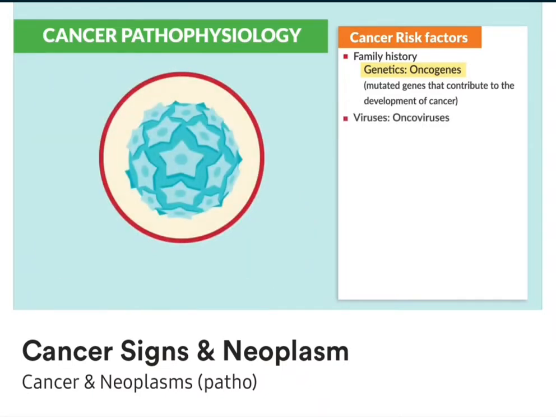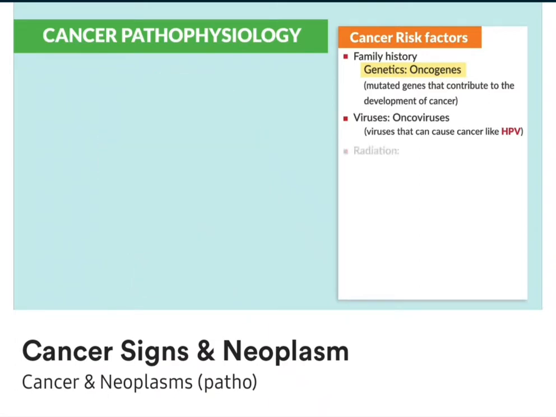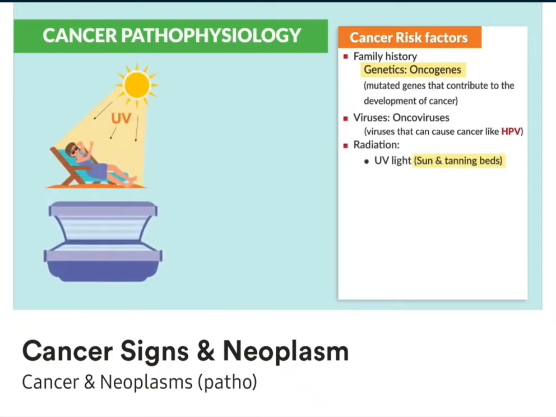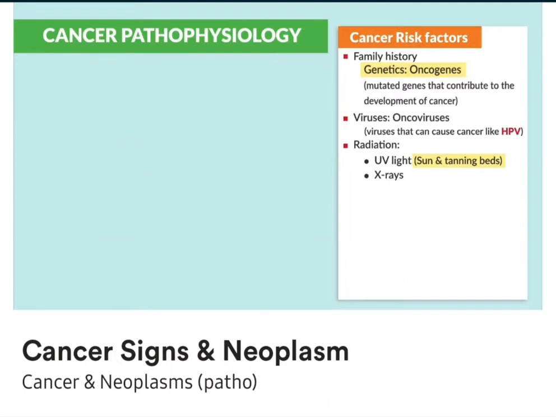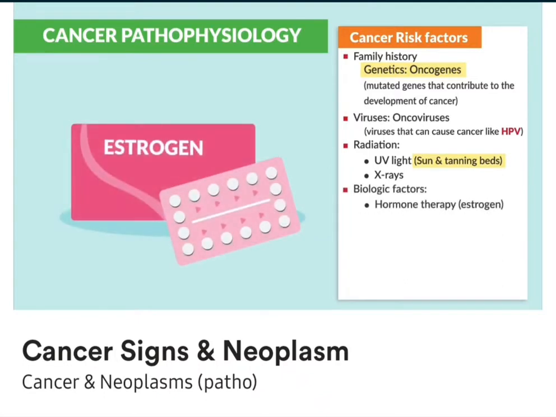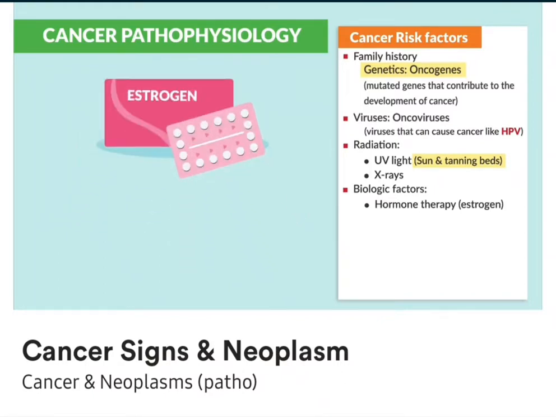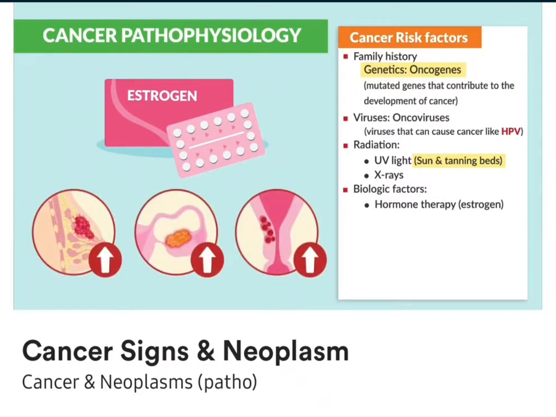Now, another cause here is viruses, also called oncoviruses. For example, viruses that can cause cancer like HPV, the human papillomavirus. Next is radiation, typically from UV lights like sun tanning and even tanning beds. But also X-rays can play a huge involvement in radiation. Next is biological factors like hormone therapy, specifically hormone therapy with estrogen. Now, even though these hormones have essential pathophysiological roles in both males and females, they have also been associated with increased risk of certain type of cancer with hormone therapy.